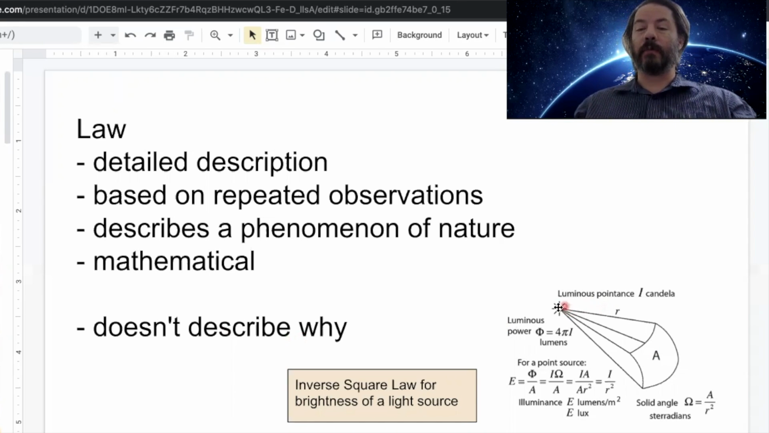For example, the inverse square law for the brightness of a light source is a mathematical equation that tells us how bright light is based on its distance from the object, based on the area that it illuminates, all those kinds of things, and we can actually calculate brightness. If we change the distance, the brightness is going to drop by the square of the distance. Okay, so that's a law.